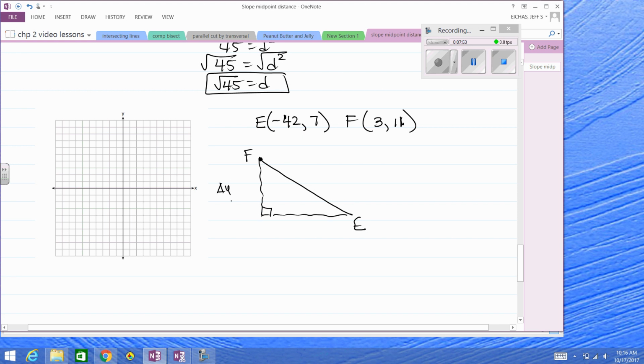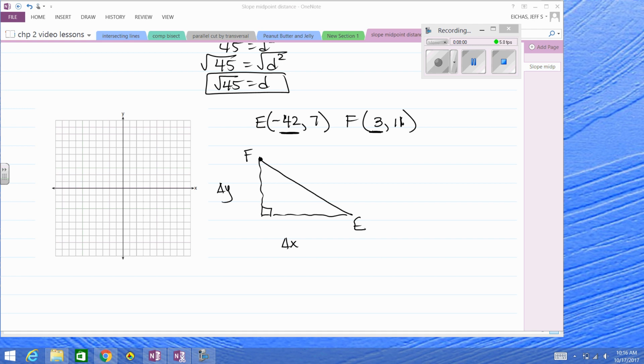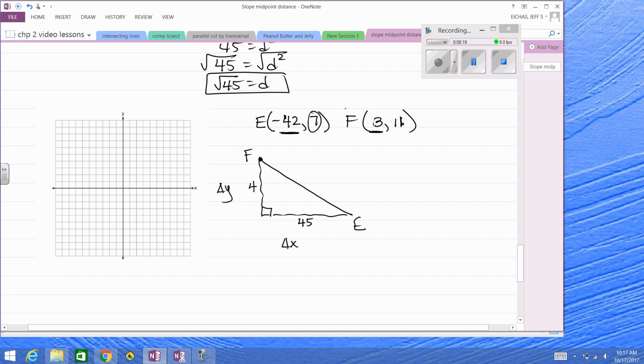Think of this as your change in y, and this is your change in x. How far apart are the x's? The x's are 45 apart. Right? From 42 to 3 is 45 as far as a change in x. As far as a change in y, we have 4 up and down. So, from 7 to 11 is 4. So we really don't need the graph if we understand the concept of Pythagorean theorem and right triangles.